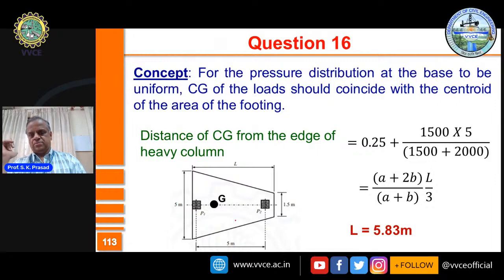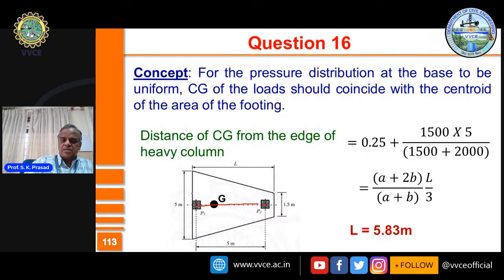Please note, whenever you want the pressure to be uniform, you have to see to it that the CG of the two loads should coincide with the centroid of the area of the trapezium. Only then can you have the pressure uniform. So, applying this concept, you try to find the distance of the CG of these two columns. Naturally, this is the heavier column, so the CG lies closer to it.